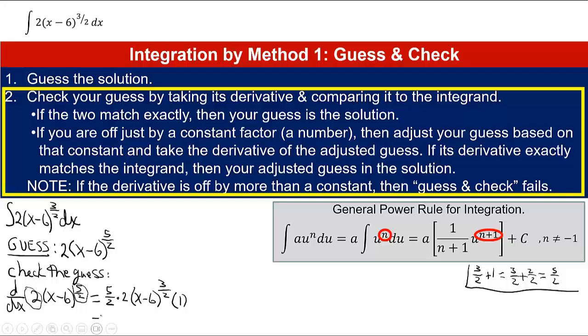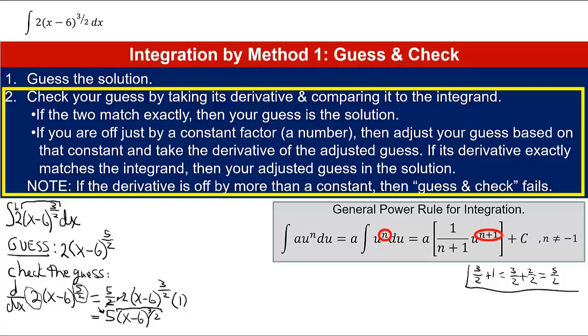And then multiply by the derivative of the base, which in this case is 1. If you simplify that a bit, the 2's divide out here, and you get 5 times the quantity x minus 6 raised to the 3/2 power. Does it match the original integrand? And if you look back, it doesn't. Part of it does. The part that has a variable in it does. Notice you get all of that. But the constant is not right. This has a 5. This has a 2.